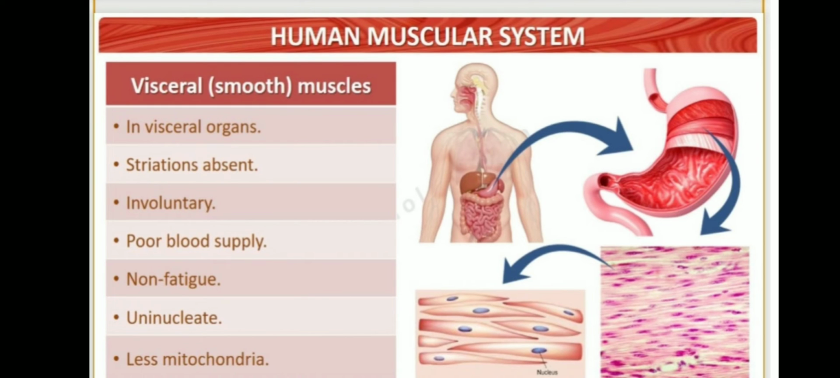Visceral muscles are located in the inner walls of hollow visceral organs of the body, like the alimentary canal, reproductive tract, etc. They do not exhibit any striations and are smooth in appearance. Hence, they are called smooth muscles or non-striated muscles. Their activities are not under the voluntary control of the nervous system and are therefore known as involuntary muscles. They assist, for example, in the transportation of food through the digestive tract and gametes through the genital tract.